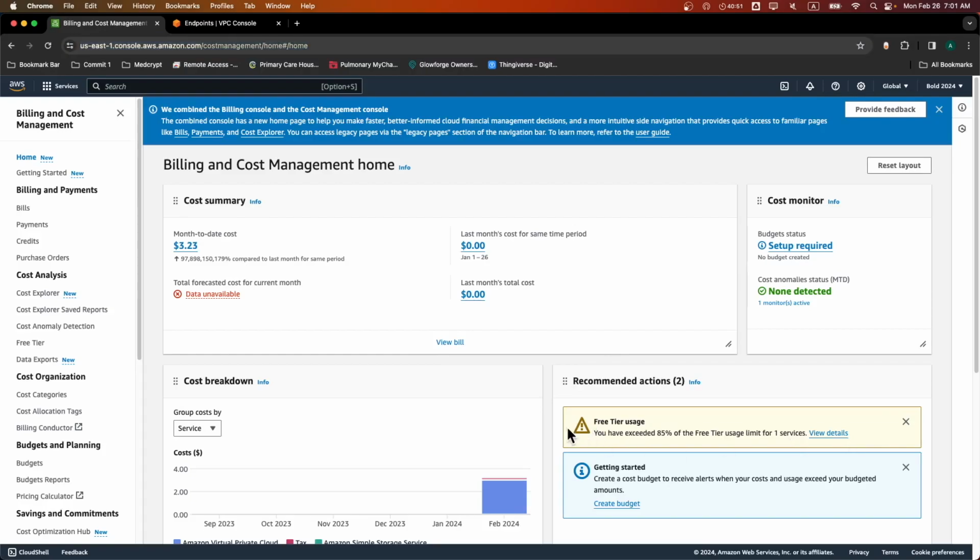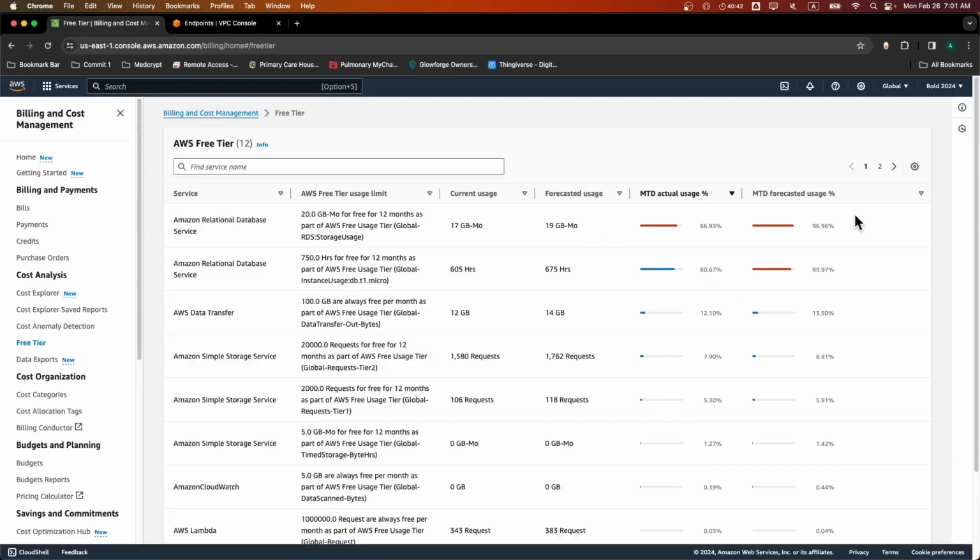I do get this warning here. It says you have exceeded 85% of the free tier usage limit for one service. And if I go to the details, this is that limit, I guess. But again, it's 20 GB per month for free for 12 months. This is the global RDS storage usage. So the forecasted usage is still below what is freely available to me within this free tier.